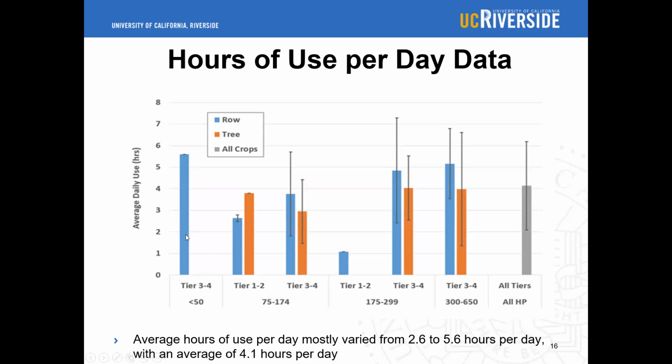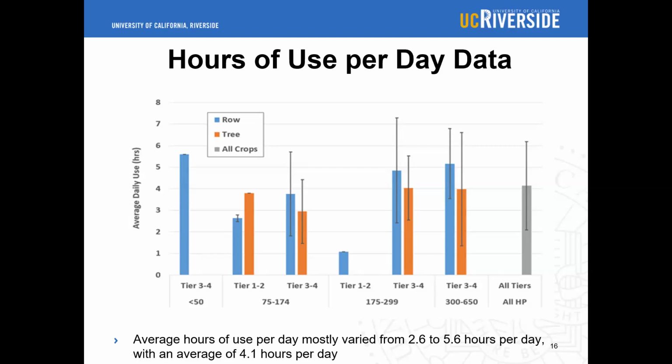where the blue bars are the row crops, the orange bars are the tree crops, and along the bottom, we have the distribution of tier 3 and tier 1, 2s. Going from left to right, lower to higher horsepower. The gray bar at the end shows the distribution for all of the data over all tiers and all horsepowers and all categories of farming operations. What you can see here is that most of the activity is in the 3 to 6 hour range, with an average of about 4 hours per day.